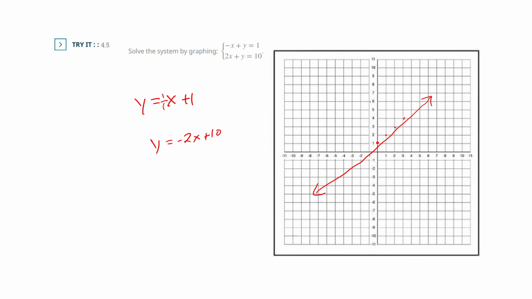Okay, now we've got 10 here as my y-intercept. Now do you remember this is negative 2 over 1, so down 2 over 1, down 2 over 1. Okay, now this is the problem. It's hard to make those lines straight, but can you see this is where it was supposed to intersect right there? So our solution is the point 3, 4.